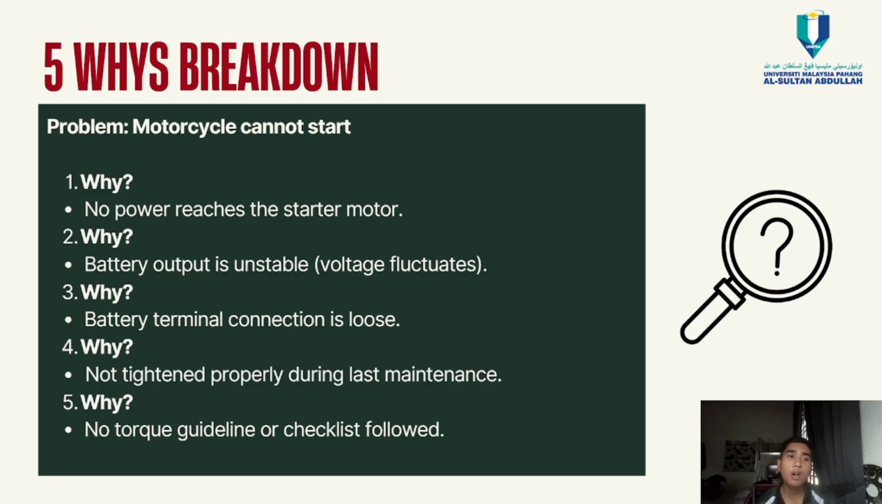So we go to the 5 Whys breakdown. The main problem here is the motorcycle cannot start. So we go to the first why: no power reaches the starter motor. The second why is the battery output is unstable, or voltage fluctuates. The third why, the battery terminal connection is loose. The fourth why is it was not tightened properly during the last maintenance. And the last why is no top guideline or checklist was followed.